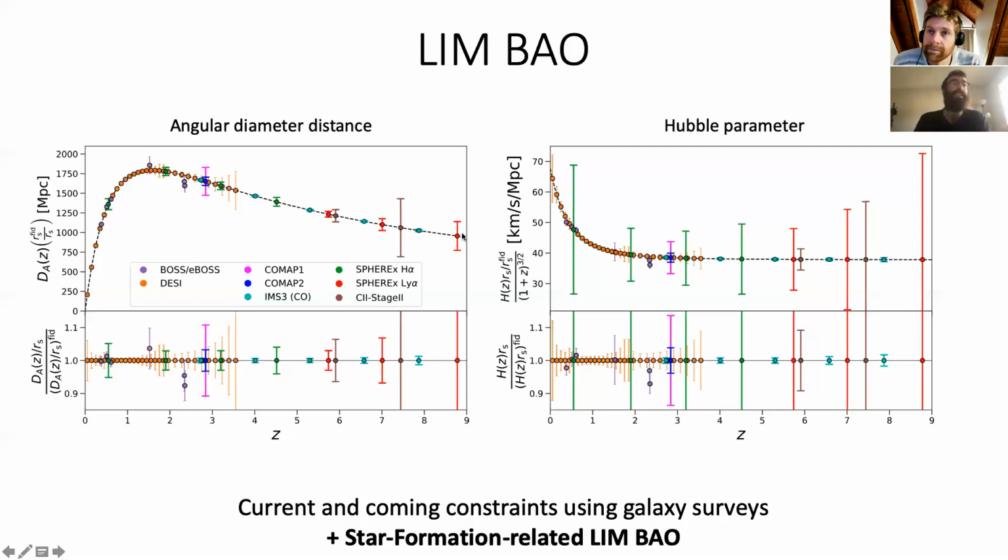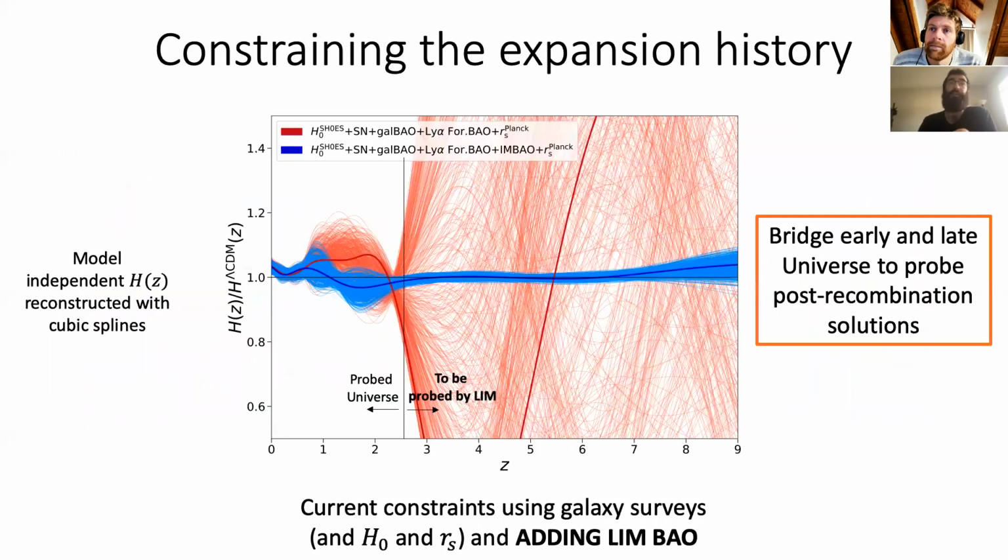And this is important because if we do the same game as before and try to constrain the expansion history of the universe with splines and without assuming any cosmological model, this is the difference we have comparing current data with the data that I included before for intensity mapping. Beyond redshift 2.4, we won't have any constraints. So if we don't assume any cosmological model, there can be whatever there.